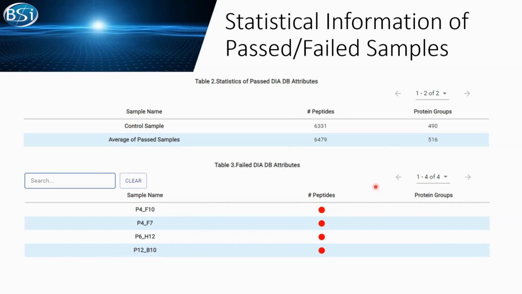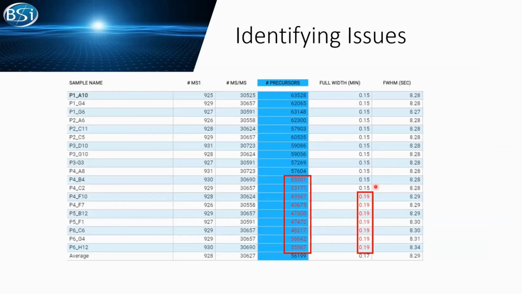Up to here, we get the idea of which attributes are failing in my 20 samples. But what is the issue? What caused the low peptide numbers? We have to figure out where this problem is coming from, so we start to get into the data to see where the issue comes from.